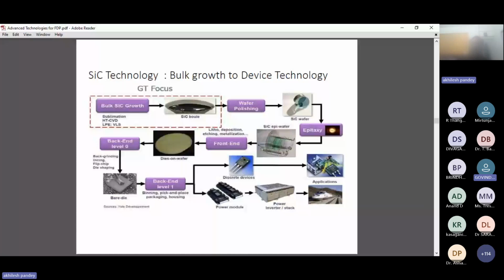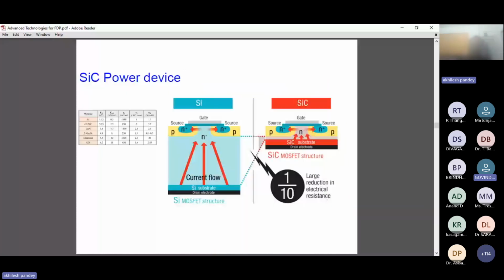Now, the silicon carbide power devices. If we look at the silicon carbide MOSFET structure, it shows the comparison between the silicon MOSFET and the silicon carbide MOSFET structure. Here one can see that in the silicon carbide MOSFET structure, there is a large reduction in electrical resistance. If the electrical resistance decreases, the power will increase.